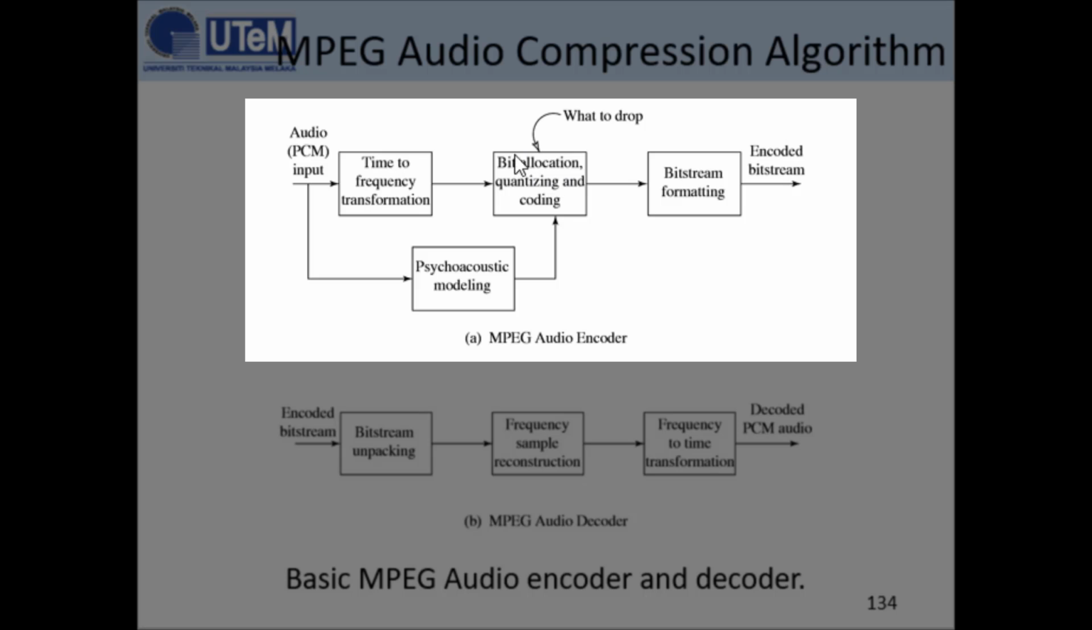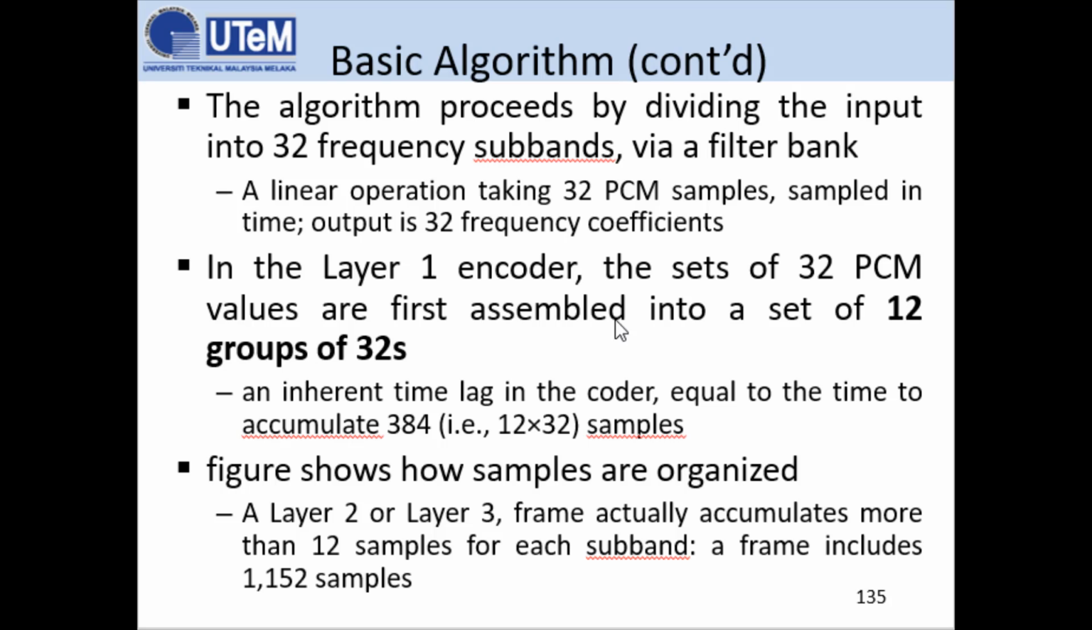So the signal is quantized and the number of bits is determined in this block. After that, bit stream formatting is the end step. We'll add any other extra information to the bits, and the signal is encoded in a continuous bit stream.